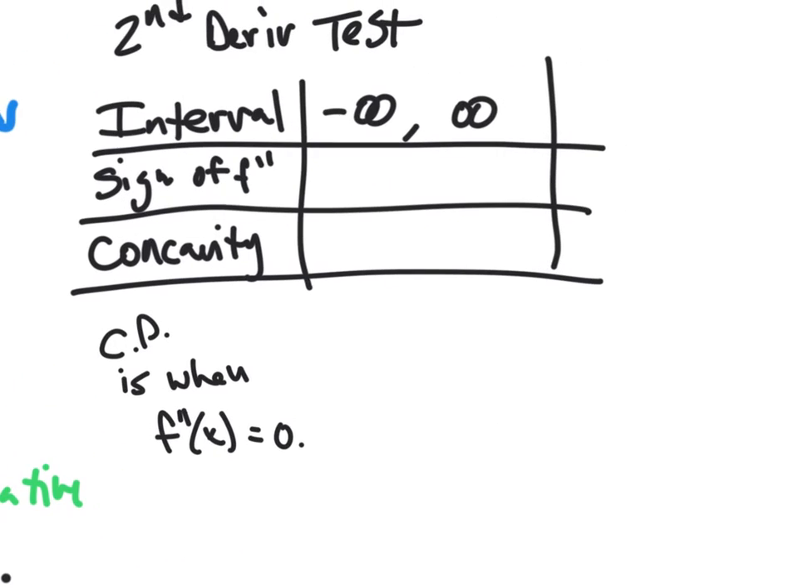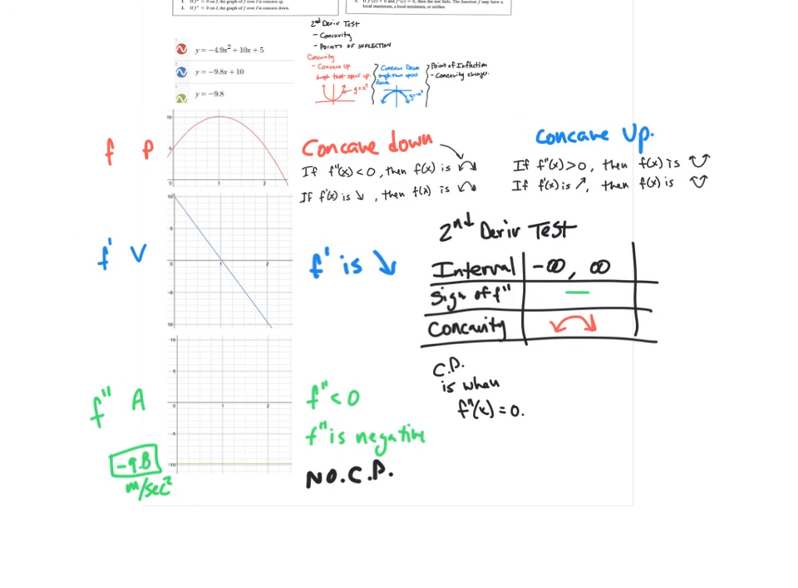So because of that, I'm going to say that my second derivative is negative. And because of that, I know that our function f is going to be concave down over that interval. That's true for this entire graph. My entire graph here is concave down, and that's a result of my second derivative being negative.